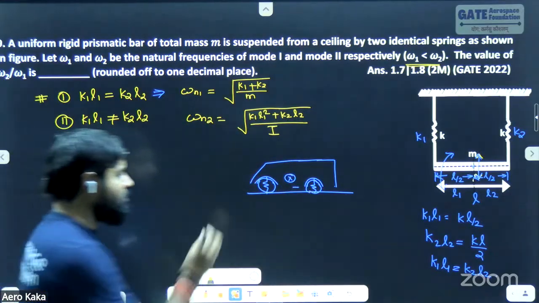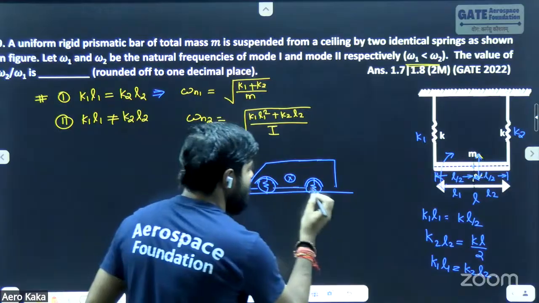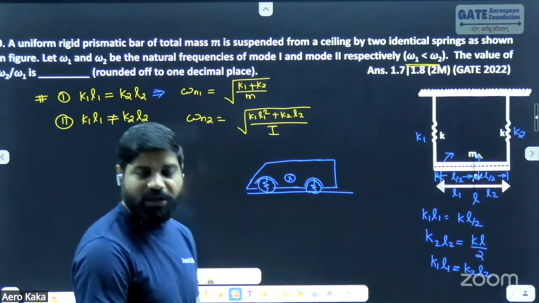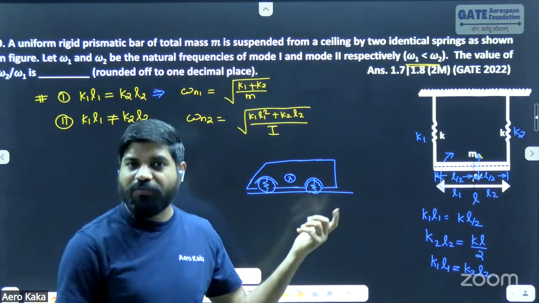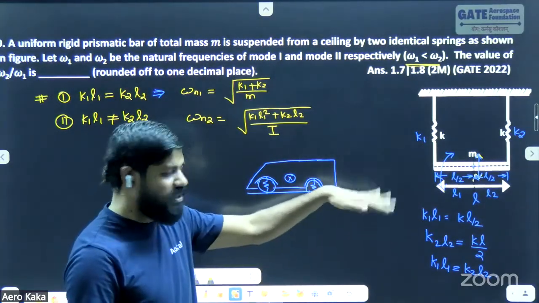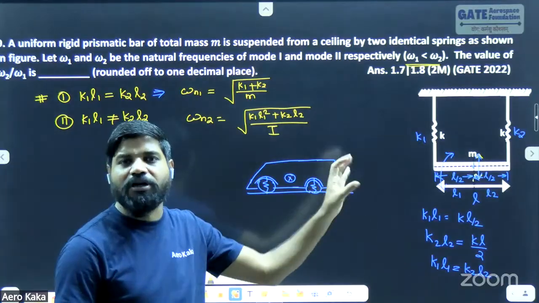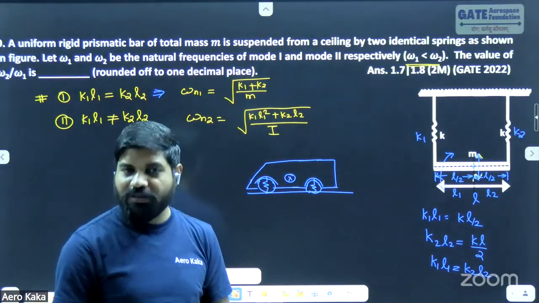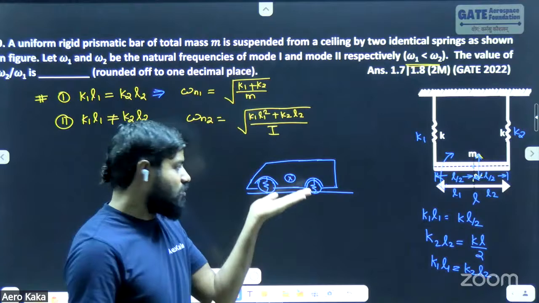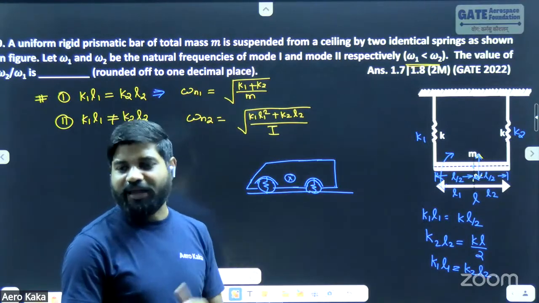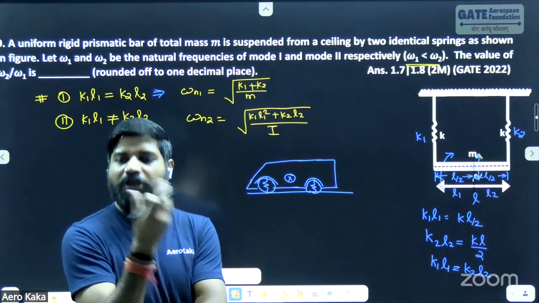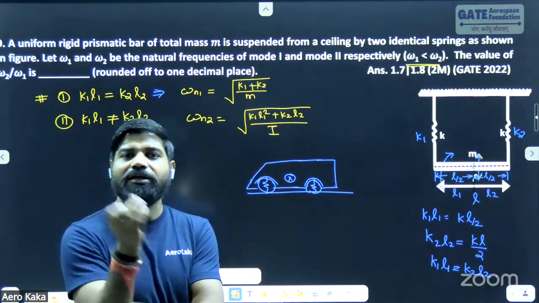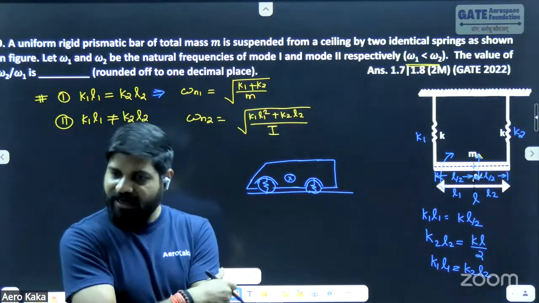In these kinds of problems, what happens? The center of gravity and center of rotation are not the same point. What is the center of rotation? It is the point about which the angular motion, or rotation, of the body takes place. And CG is where the total weight is distributed equally, or you can say the weight is concentrated at that particular point.